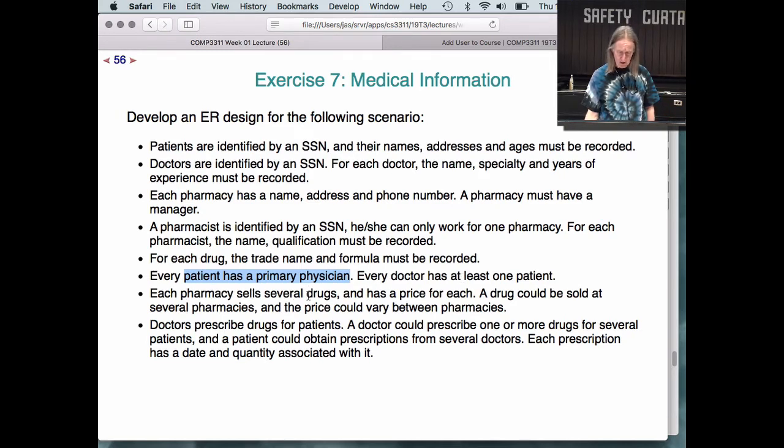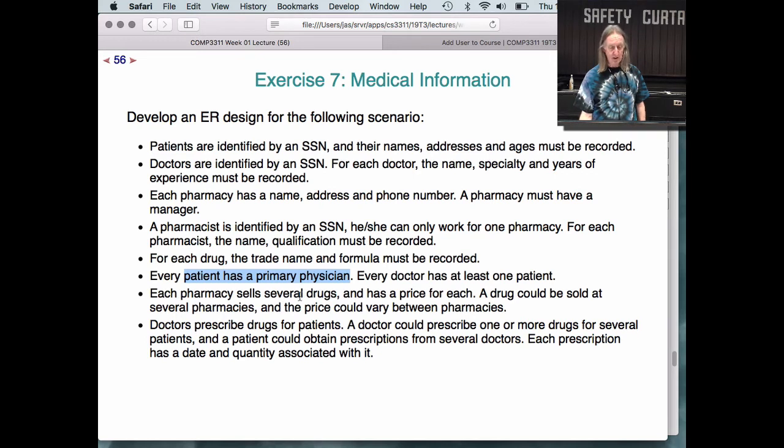Each pharmacy sells several drugs. Oh, what happened to pharmacy? Oh, pharmacy has a name, address, and a phone number. Each pharmacy must have a manager. Right, so clearly there's another entity, pharmacy, with name, address, and phone number. Not going to bother drawing that because it's taken too long. Drugs, another entity with a trade name and a formula.